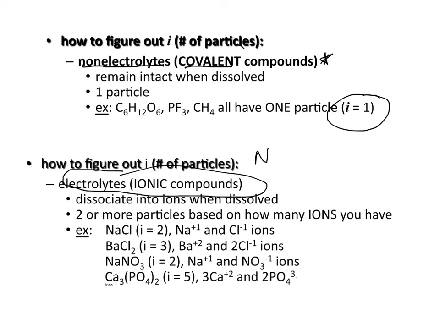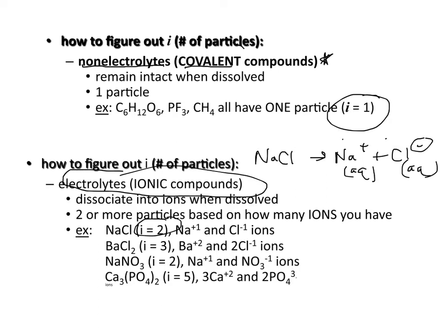So something like NaCl, right? We've previously seen that NaCl breaks into a sodium ion and a chloride ion. So if I have both of these, notice that the NaCl breaks into 1, 2 ions. So my van 't Hoff factor for NaCl would be 2.